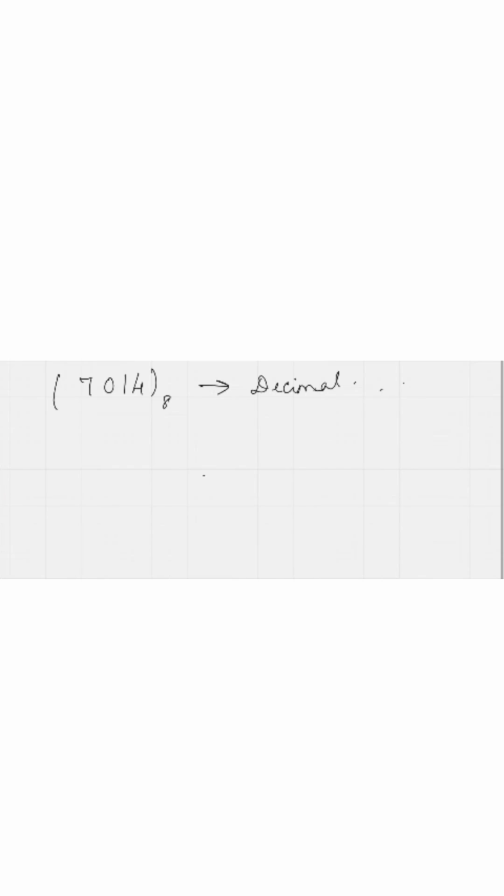So for this number they have given, you have to take this 4 first. 4 multiplied by the base value, which is 8. So 8 to the power of the place value. Here the place value is 0, this is 1, this is 2, and this is 3. So it is 8 to the power 0, which is 1, so it is 4.